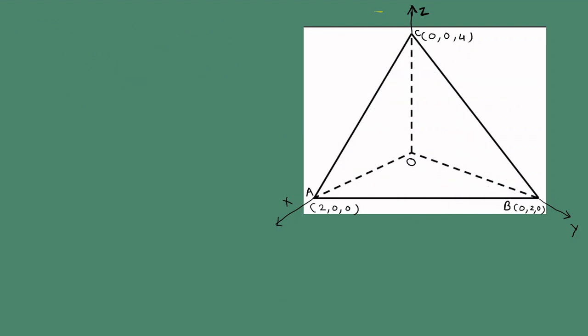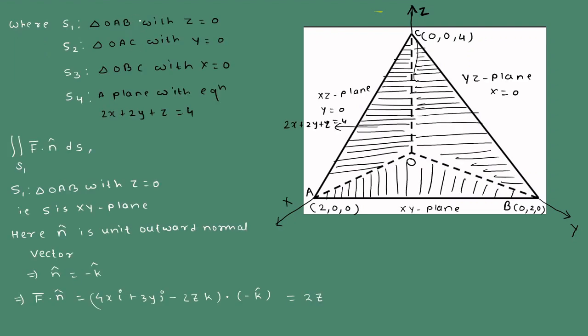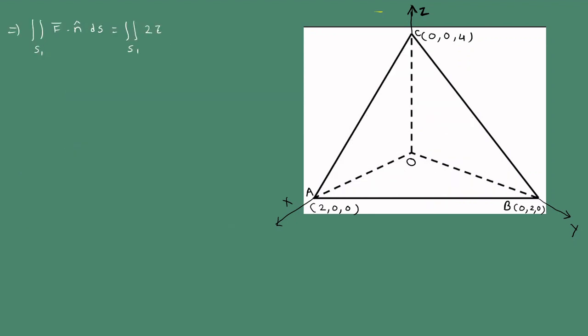Therefore this implies double integration over S1 of f dot n cap ds is equal to double integration over S1. Okay, what is f dot n cap? It is 2z ds, and S1 is this surface, the xy plane, right? That means z is equal to 0. So in S1, z is equal to 0 as S1 is the xy plane.